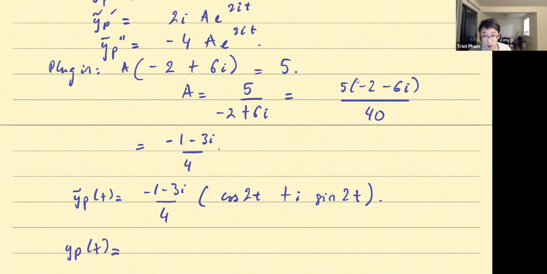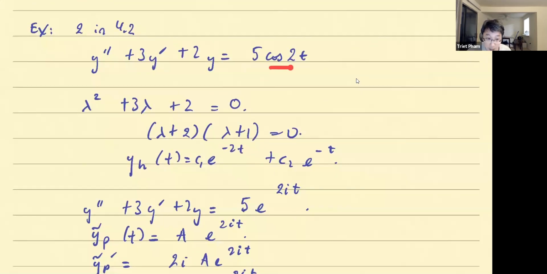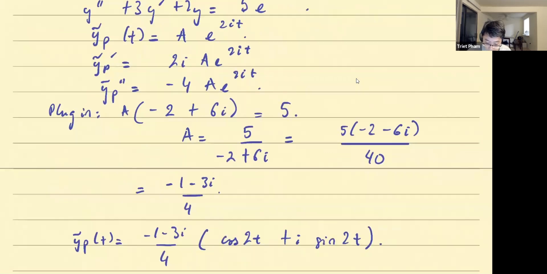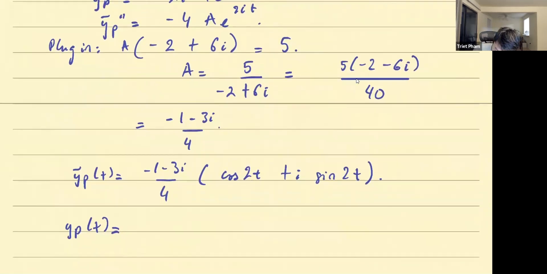You want to pick the real part, right? You want to pick the real part because the right hand side is cosine. So in other words, it will be minus 1/4 cosine of 2t plus 3/4 sine of 2t. Any question?